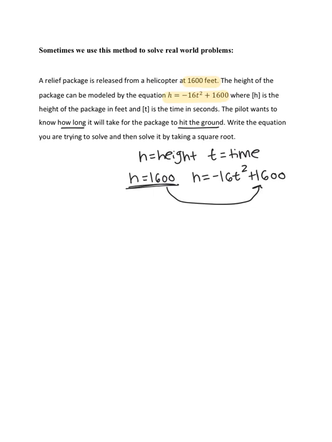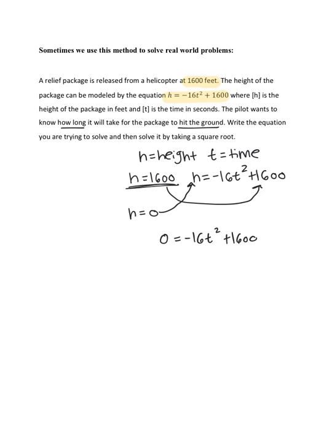So when the package hits the ground, the height of the package at that time is 0. So I'm really looking for, if I put H equals 0 right here, how will I solve that equation? What will the value of T be? How long is it going to take for that package to hit the ground? So I'm going to rewrite this as 0 equals, because height is 0 when the package is on the ground, -16t squared plus 1,600. Okay, now I'm going to solve this equation for T, or solve it for time.